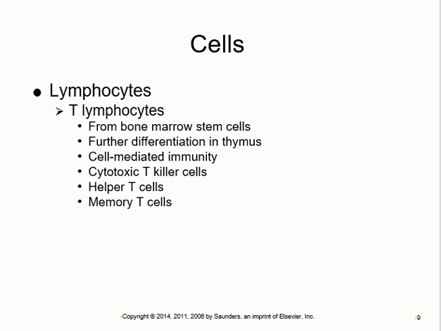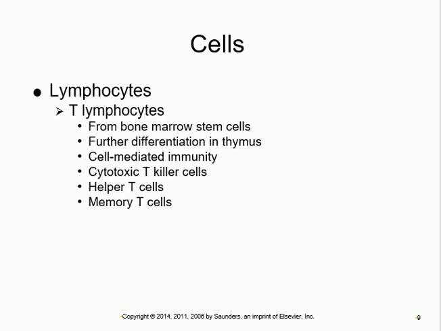B is maturated in the bone marrow, and this is where the name came from. The first letter of bone marrow is B. B lymphocyte, produced and maturated in the bone marrow. This is where the name came from. How about the T lymphocytes? Produced in the bone marrow, but activated or maturated in the thymus.